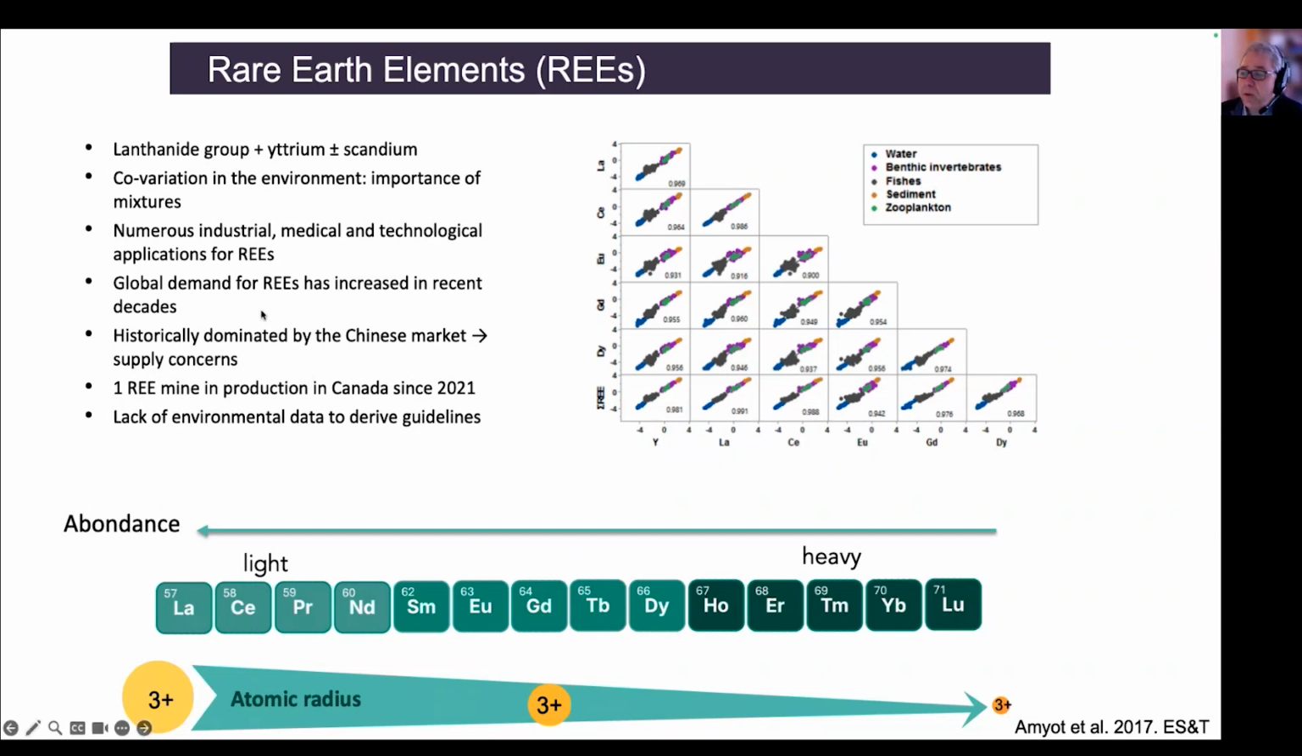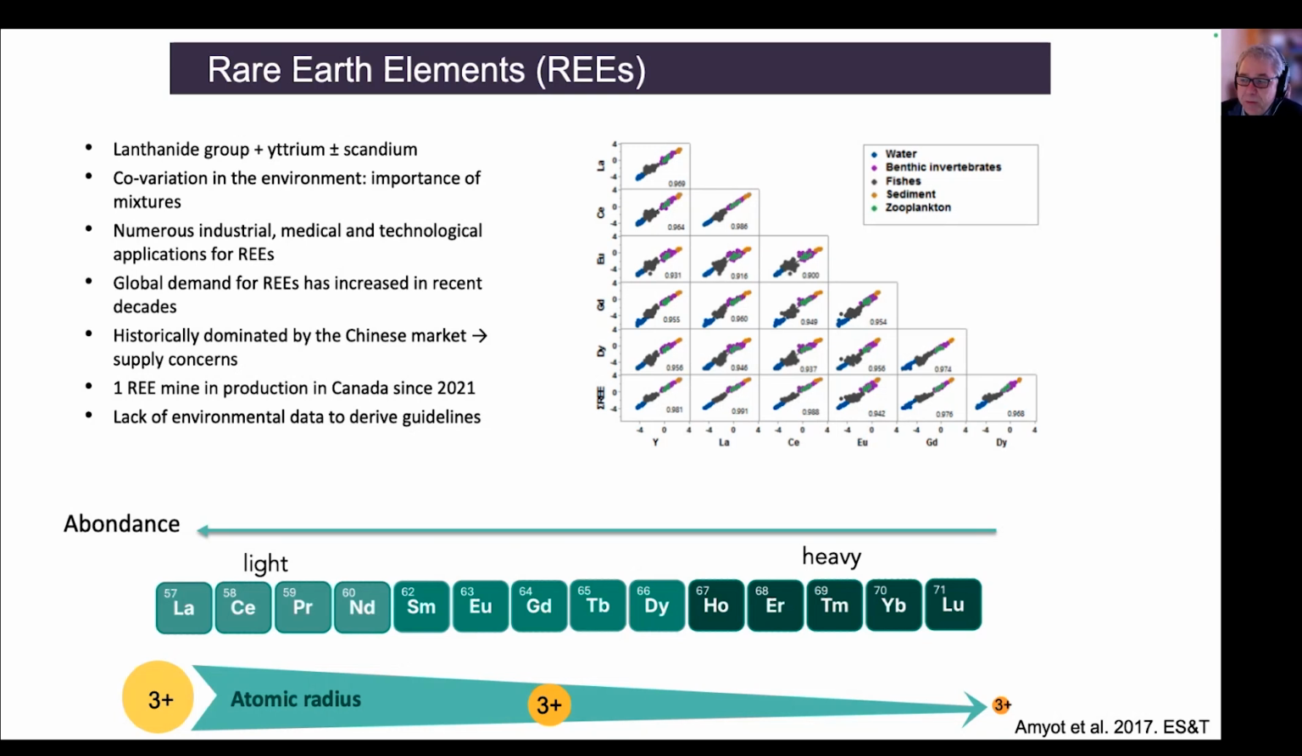So the global demand is really increasing these days, and the market has been mostly dominated by China, but because of geopolitical tension and also some export restrictions by China, there is a pressure to develop the mining industry in many countries right now. And that's the case for Canada. We'll mostly talk about Canada today because that's where I've collected my samples most of the time.